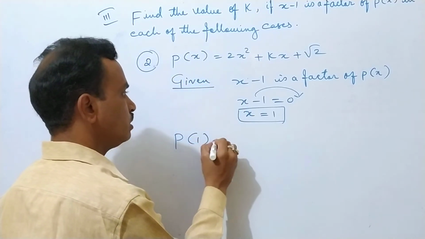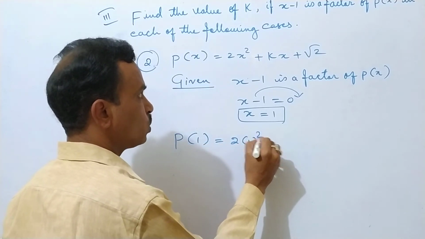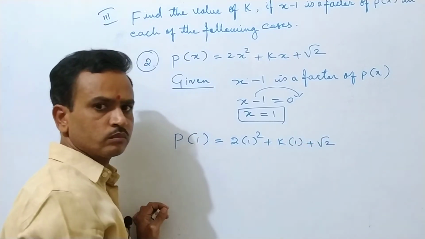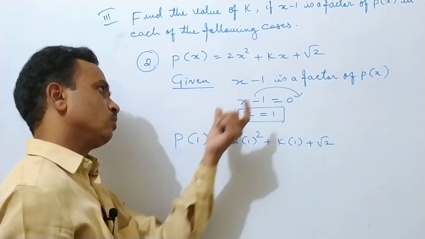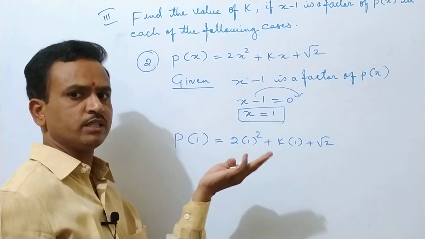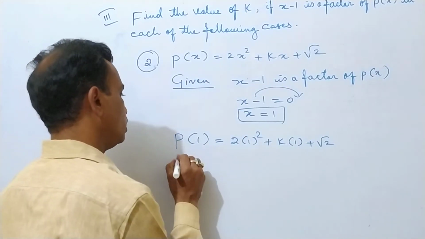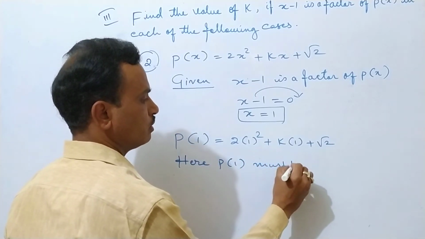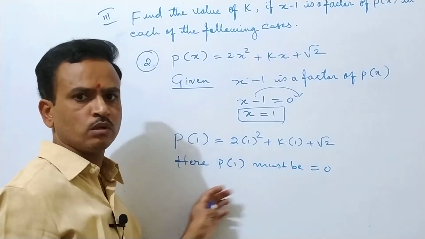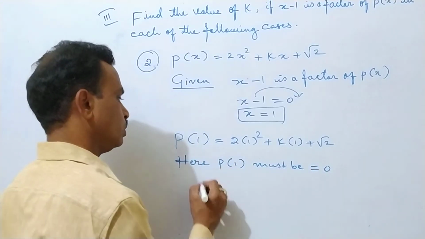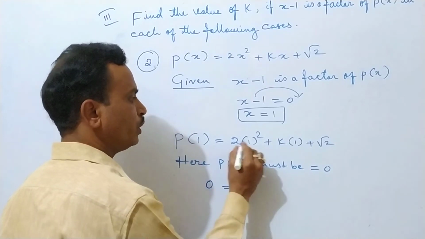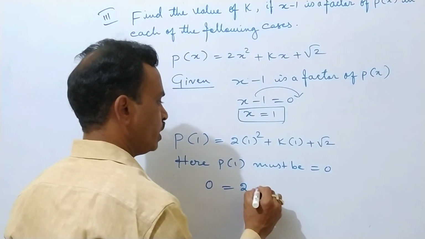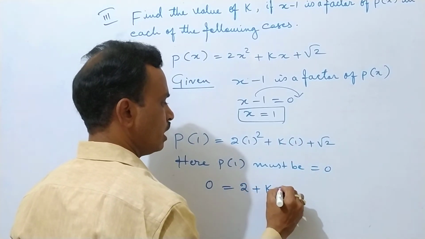So p of 1 is equal to 2 times 1 square plus k into 1 plus root 2. Now x minus 1 is a factor of p of x means the remainder is equal to 0. So p of 1 must be equal to 0. So 0 is equal to 2 into 1 square, which is 1, 1 into 2 is 2, then plus 1 into k is k, then plus root 2.